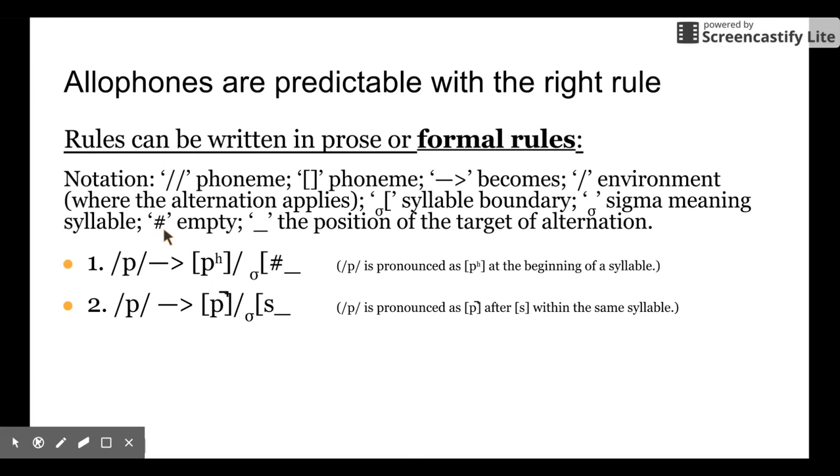And this pound sign means empty. So it means that there's nothing between the syllable boundary and the position of the target of alternation, which is the P sound. Then this means that this P sound is at the beginning of the syllable, right? And same here, this underscore is indicating the position of the target of alternation, which is a P sound in this case. And it means that it follows the S sound.